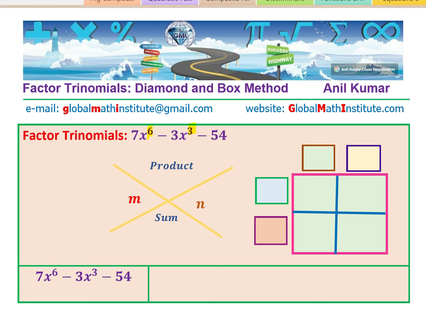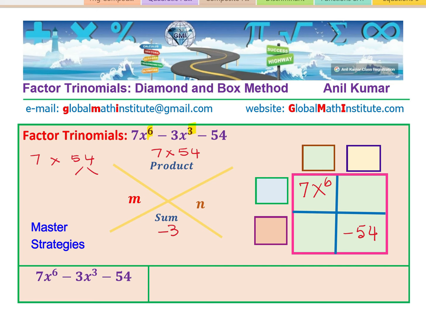Let me begin by writing the leading term 7x to the power of 6, just to remind you that now we are working with degree 6, right? And minus 54 as a constant. Perfect. Now once again, we'll not multiply 7 and 54. We'll just write 7 times 54 here, right? And to get the result, we'll just factor 54 and see what can actually work so that we can get a sum of minus 3. Makes sense? Correct?